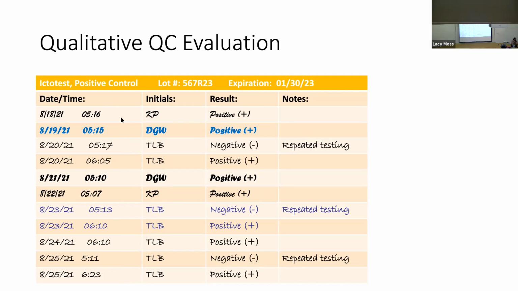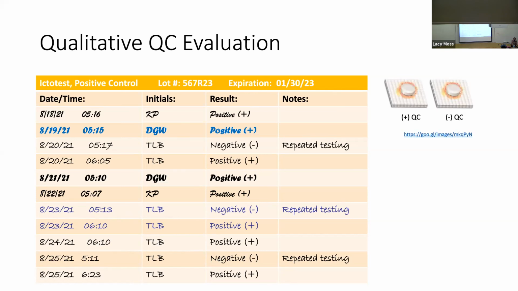We can see that KP at 5:16 a.m., it's positive. DGW, it's positive. TLB at 5:17, it's negative. She's like, okay, it's negative, I'll set this aside for a minute and come back to it. At 6:05, she tests it again, it's positive. And we're like, okay, it works. DGW positive, KP positive, and then TLB comes back, it's negative on her first try again. So she waits about an hour, comes back, tests it, it's positive. Then another technician comes in at 6:10, tests it, it's positive. Another at 5:11, it's negative. Repeats it at 6 o'clock, it's positive.